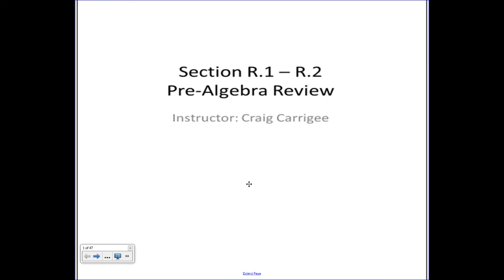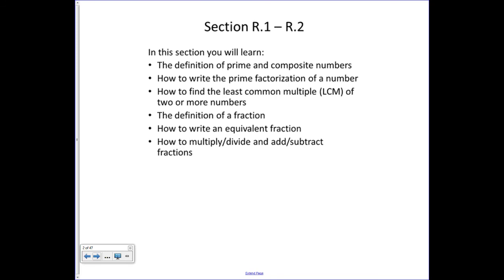Today we're just going to do a little bit of a pre-algebra review, going over the first chapter of your book. In this section you're going to learn the definition of prime and composite numbers, how to write the prime factorization of a number, how to find the least common multiple of two or more numbers, the definition of a fraction, how to write an equivalent fraction, and how to multiply, divide, and add and subtract fractions.